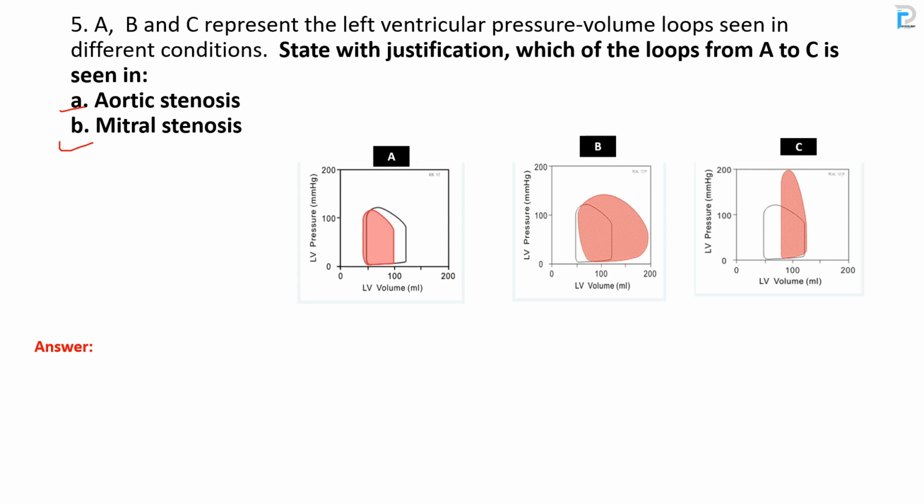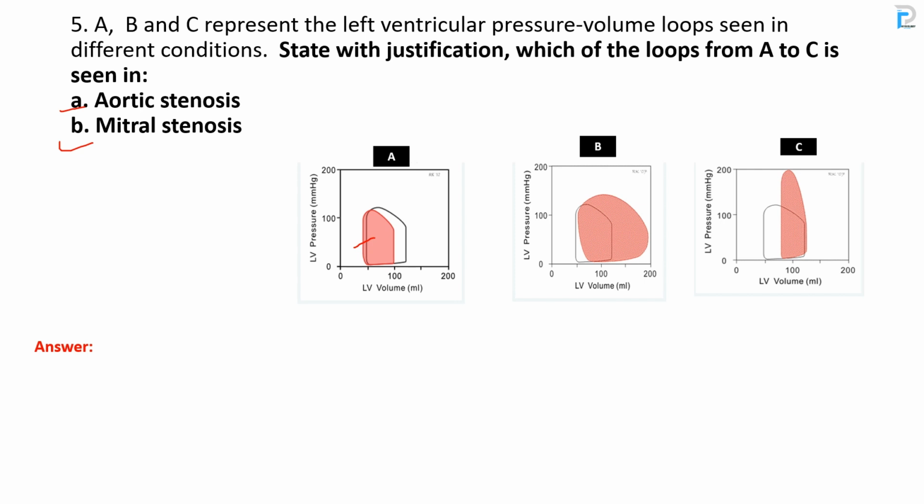So A, B, C represent left ventricular pressure volume loops seen in different conditions. That is A, B, and C. As you see here, the red, or pink, color refers to the disease condition, the condition which is not normal, and this one is the normal graph. So for each loop, this is a diseased one, this is a normal. This is a disease, this is a normal. We need to pick which of these loops will be seen in the condition of aortic stenosis.